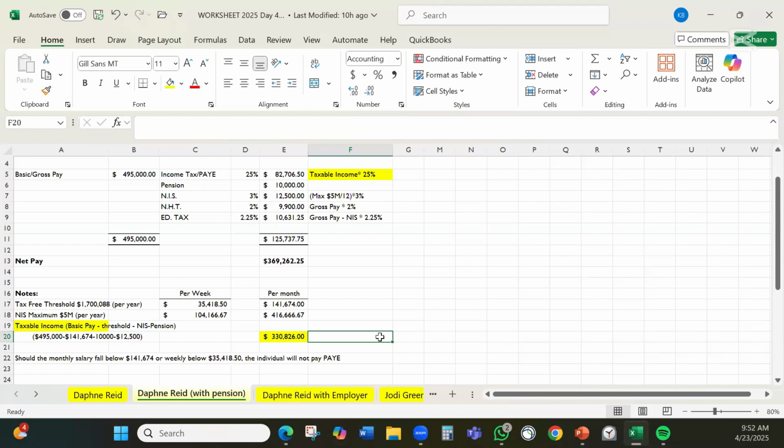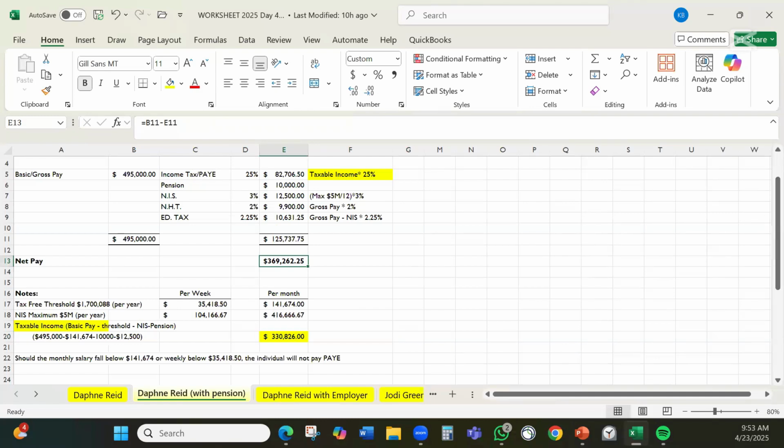It's similar. Just remember that when you're calculating your PAYE or your income tax, you need to take out your threshold. You need to take out the NIS. You need to take out the pension if you have one before you apply the 25%, right? And all these things will come out of your income, and it will now give you your net pay of $369,262.25. All right, so that was Miss Reed with her pension.